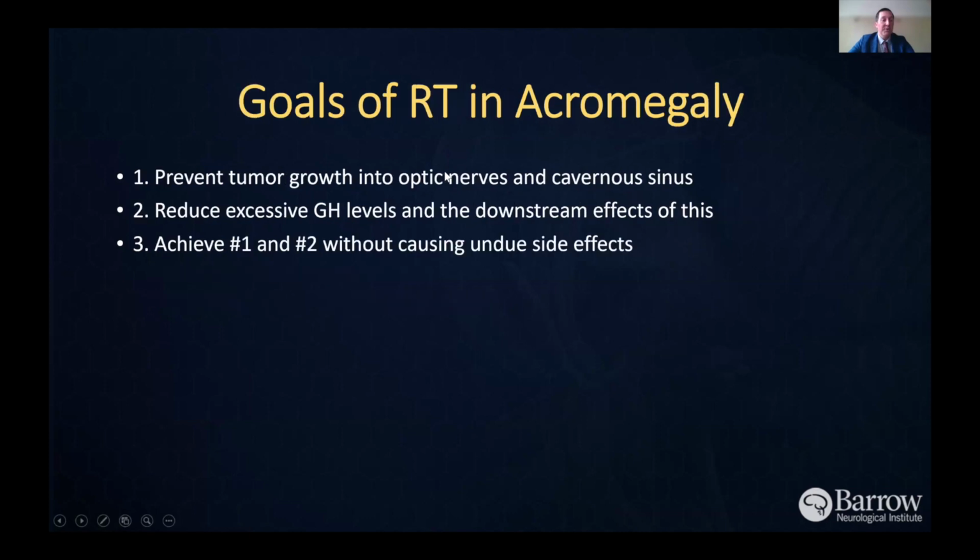To reiterate the overall goals of radiation in acromegaly, the main things I hope to accomplish when caring for patients are, first, to prevent tumor growth into the important areas next to the pituitary gland, namely the optic nerves, right above the pituitary gland, that control vision, and the cavernous sinuses on either side that have all those important nerves and blood vessels. Goal number 2 is to reduce excessive growth hormone levels produced by these tumors, which will hopefully prevent worsening of many of the downstream effects. And importantly, to achieve those 2 goals without causing undue side effects. Sometimes that's easier said than done.